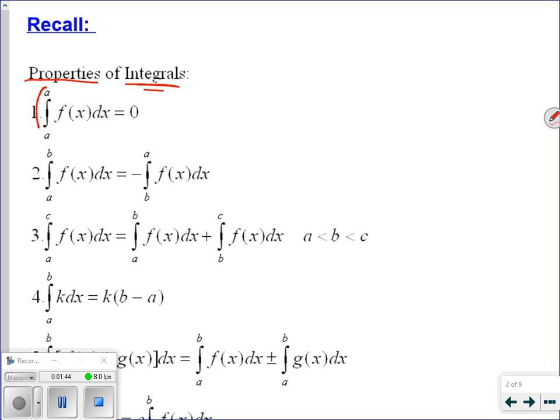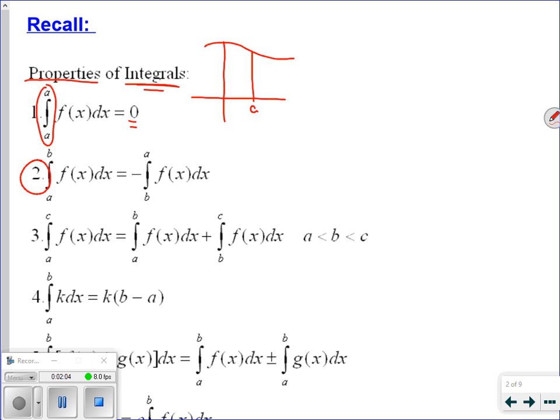This first one says if we have the area from A to A, it's always going to equal 0. Because if you think about any graph, if my interval is just going from A to A, there is no length there, there are no rectangles, there are no dimensions, so that would be equal to 0 for an area.